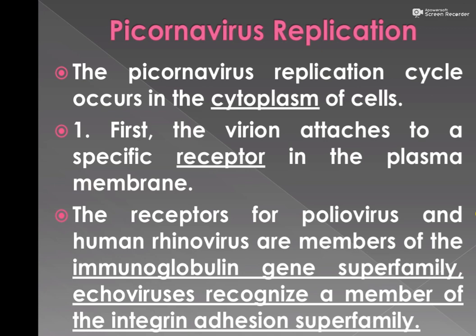The receptors for poliovirus and human rhinovirus are normal receptors present in the human body, and these viruses occupy them. They are members of the immunoglobulin gene superfamily, while echovirus recognizes a member of the integrin adhesion superfamily.